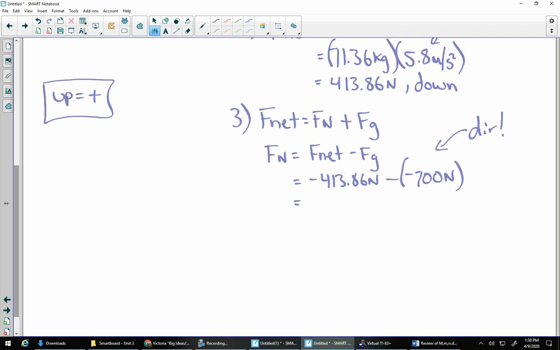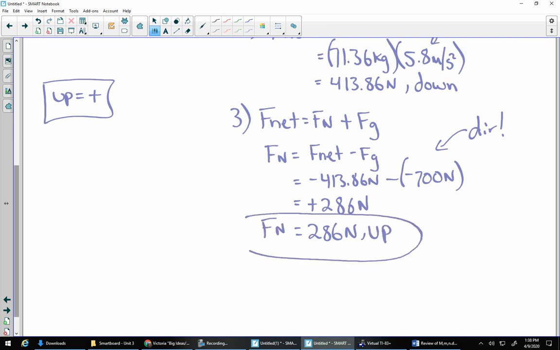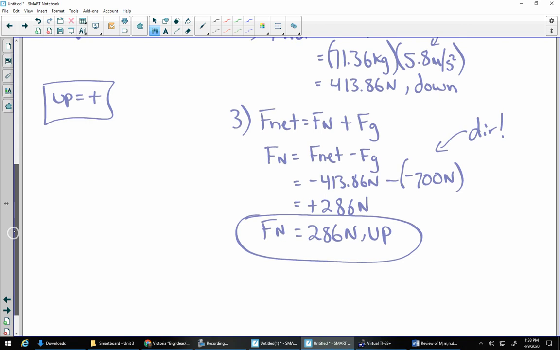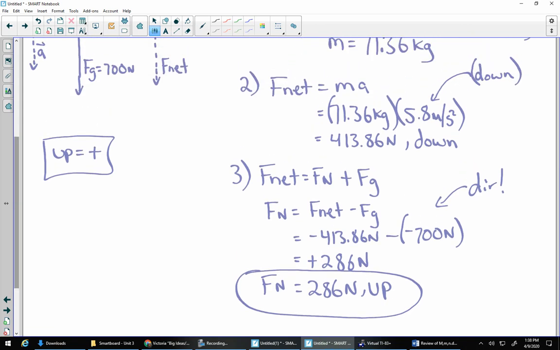And my normal force, when all is said and done, we plug everything in, it's equal to positive 286 newtons. Just let me double check that one real quick. 286 newtons, yes, which is 286 newtons upwards. So Fn is 286 newtons upwards. Now when we think about that, the person's force of gravity is 700 newtons. They're going to feel like they're significantly lighter, or like they have significantly less weight, right? So their apparent weight is 286 newtons upwards.